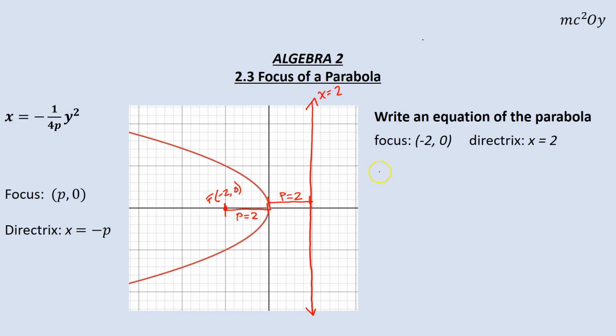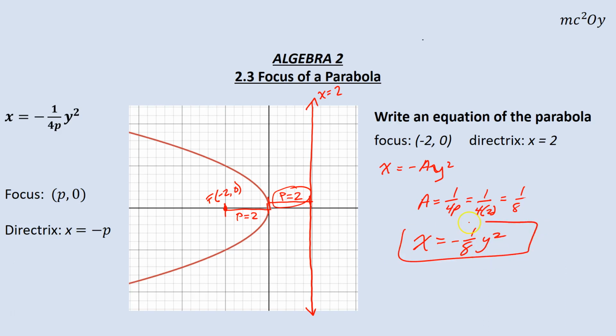And so when I'm writing the equation, this is an x equals negative a y squared. Okay, because it's opening sideways, our focus has to be contained within the parabola. So a is equal to 1/4p. P is 2. So that's 1/4 times 2, which is 1/8. And so we have x equals -1/8 y squared.